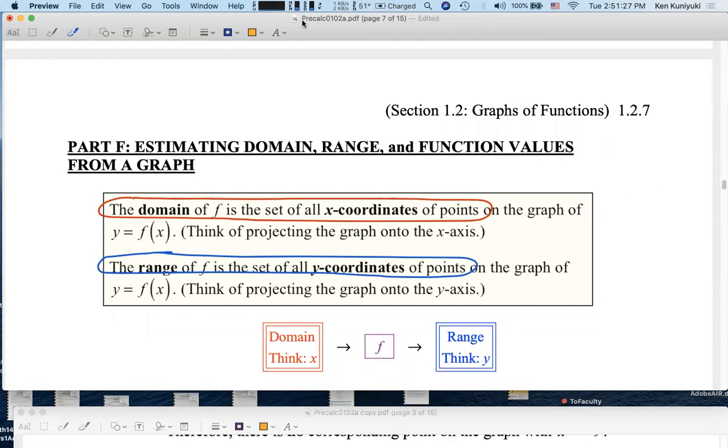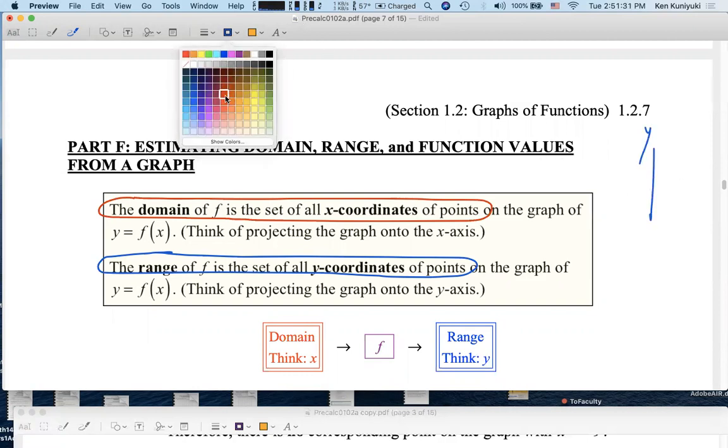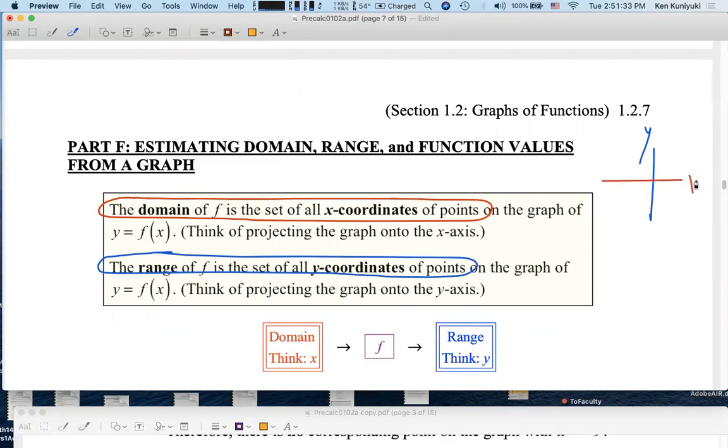So you can think of it this way. In the xy plane, you can think of taking a graph, projecting it onto the x-axis, smushing it onto the x-axis to get the domain, and then smushing the graph, projecting the graph onto the y-axis to get the range.